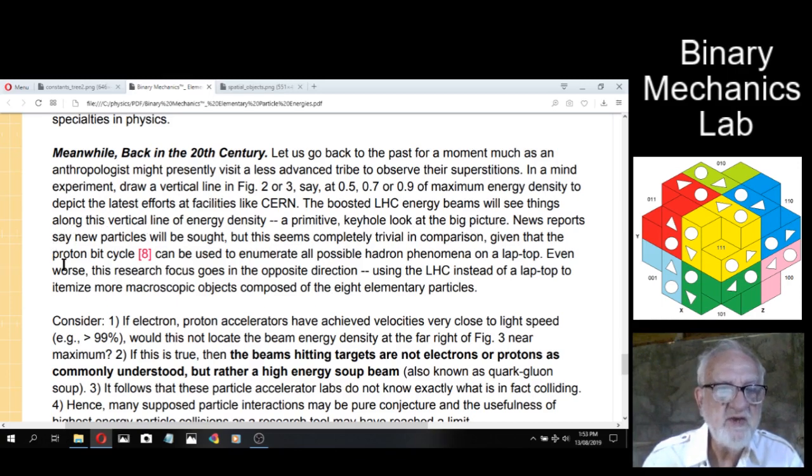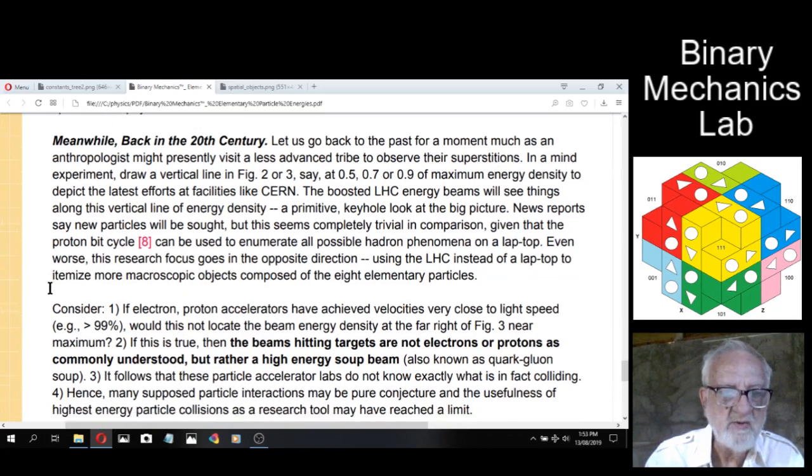News reports say new particles will be sought, but this seems completely trivial in comparison, given that the proton bit cycle can be used to enumerate all possible hadron phenomena on a laptop. Even worse, this research focus goes in the opposite direction, using the LHC instead of a laptop to itemize more macroscopic objects composed of the 8 elementary particles.